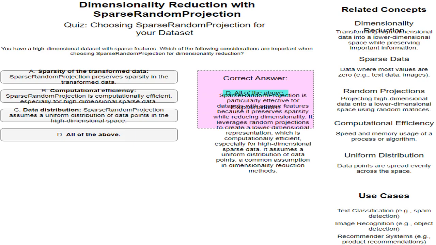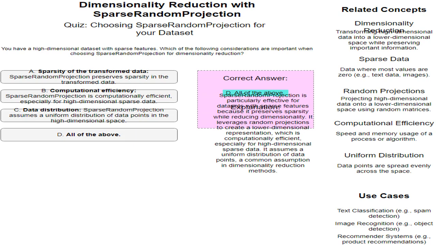Image recognition, reducing the dimensionality of image features for faster and more efficient classification. Text classification, representing documents as lower dimensional vectors for sentiment analysis or topic modeling. Recommender systems, identifying patterns in user preferences from high-dimensional data for personalized recommendations.